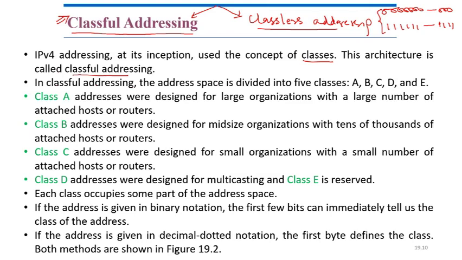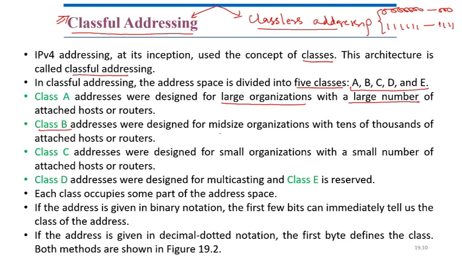In classful addressing, the address space is divided into 5 classes. Those classes are A, B, C, D, and E. These are the 5 different classes that are used for addressing IPv4 addresses. Class A addresses were designed for large organizations with a large number of attached hosts or routers.